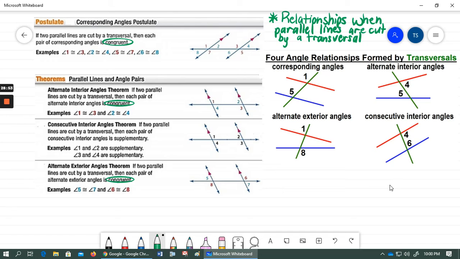Guys, the one type of pair that we've talked about when we have transversals that will not be congruent, listen, the only pair that will not be congruent when we've got parallel lines that are cut by a transversal is going to be that pair that you see here, consecutive interior angles. The consecutive interior angles will be supplementary.